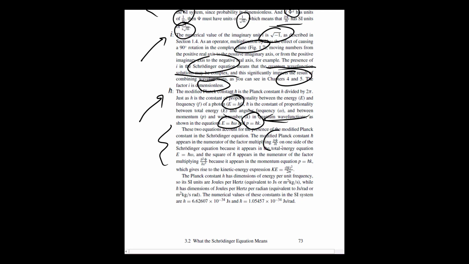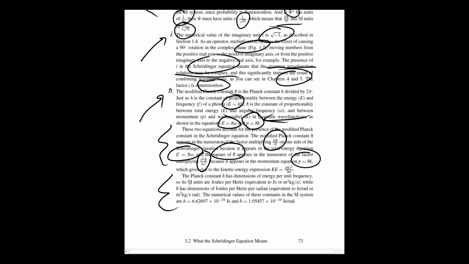It appears on the side of the equation with the partial of psi with respect to t because that's the total energy side, which has an h bar omega. And on the other side of the equation, the square of h bar appears in front of the second partial term with respect to x because it's in the momentum equation, and the kinetic energy goes as p squared. So that's why h bar appears in the Schrödinger equation.